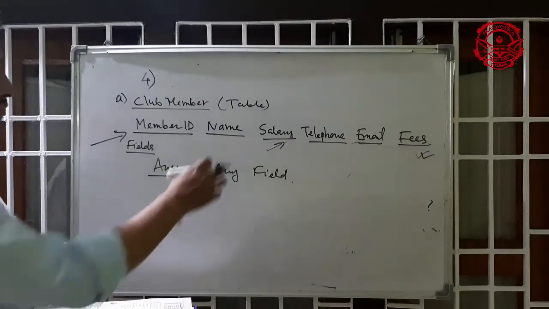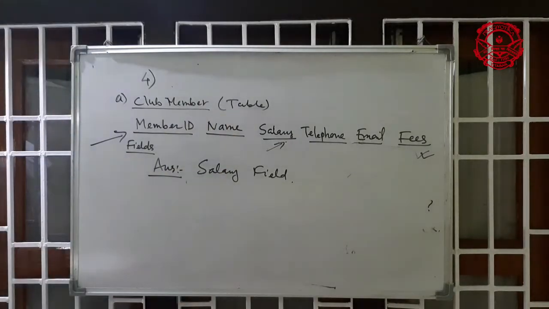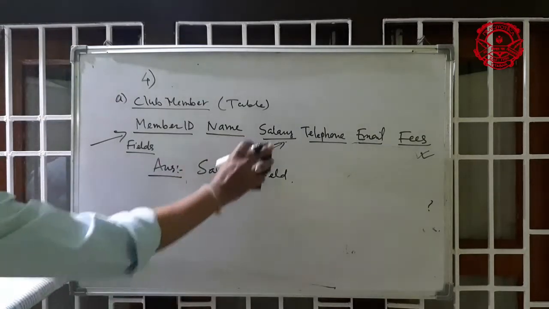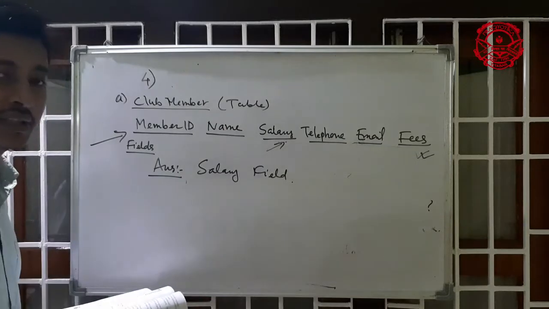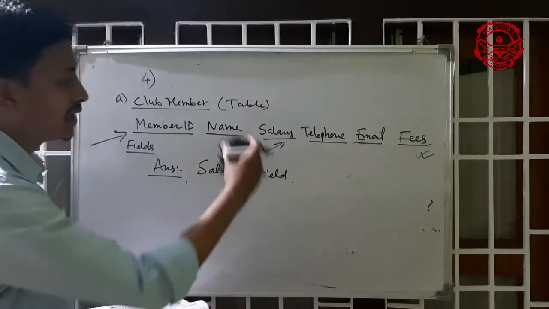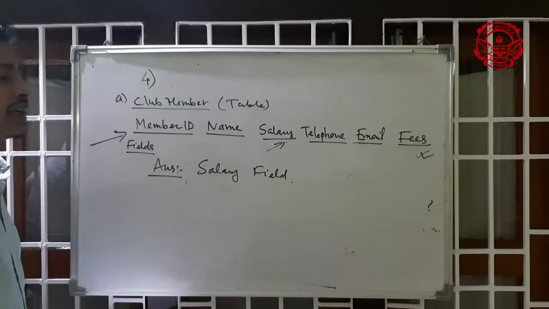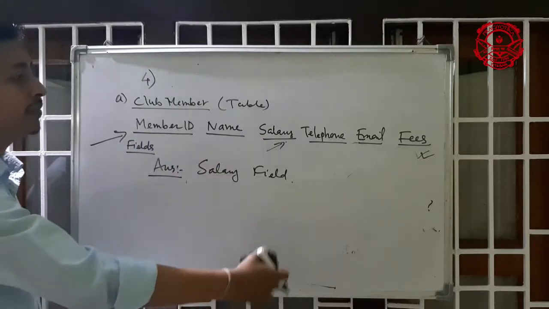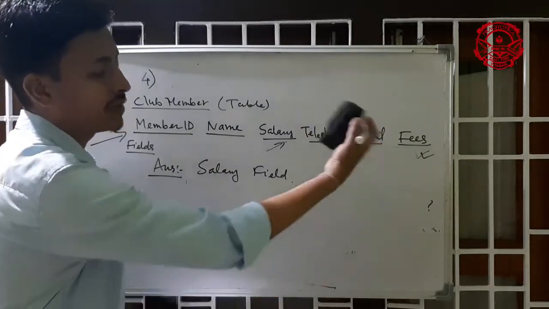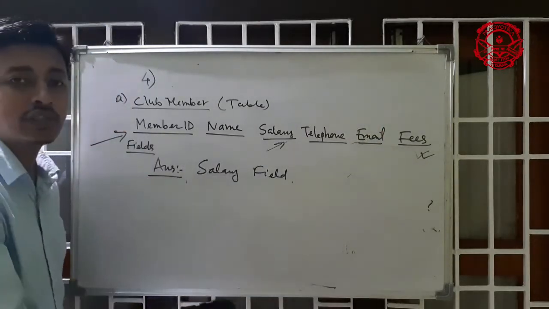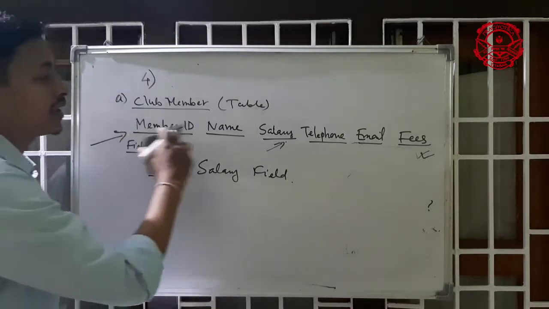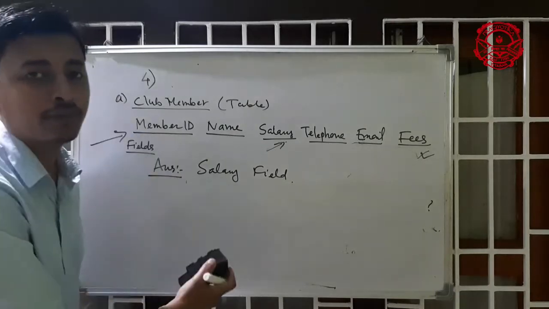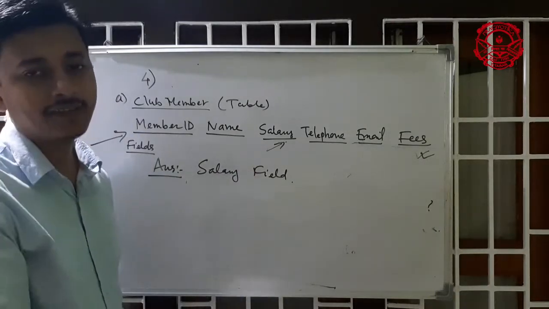Salary is an odd field. Next, number B column. You understand these things? Why is salary not included? Because there is no employee, just giving information and services. So member ID, name, telephone number, email ID we need. Fees means after giving the service we need to take some fees. So all this information we require, but salary is not appropriate for this table. Okay, understand? Thank you.